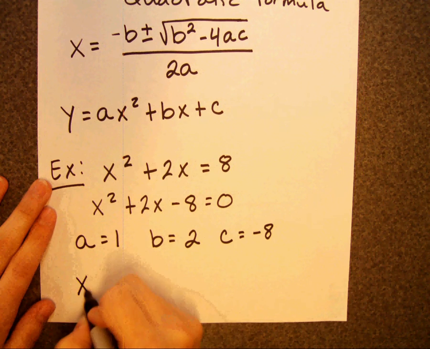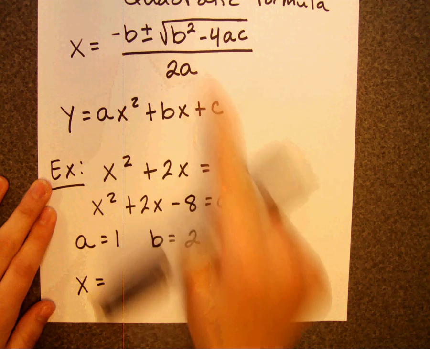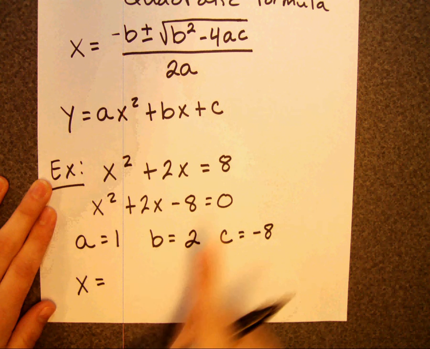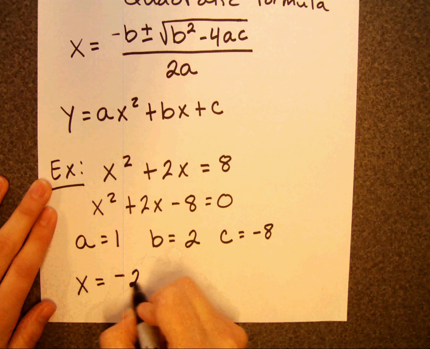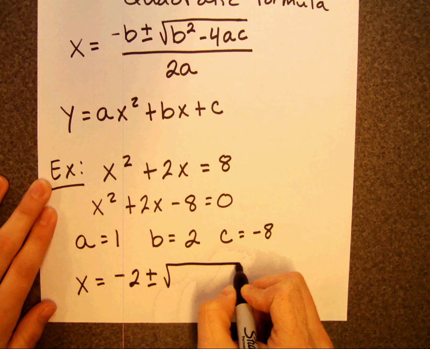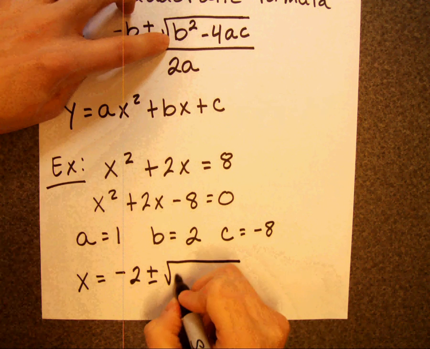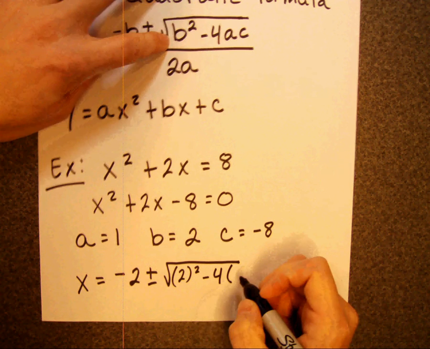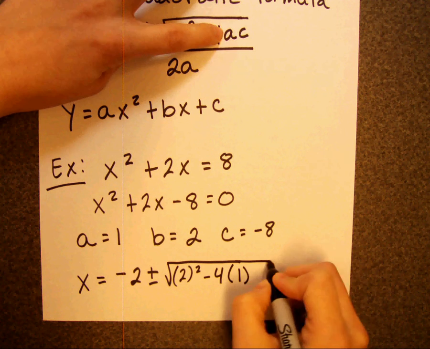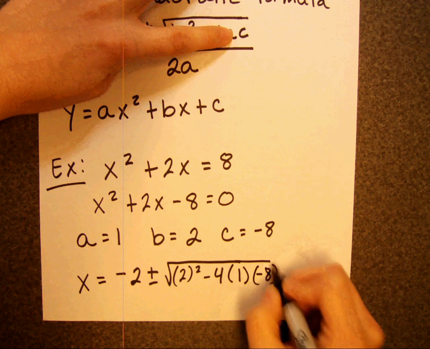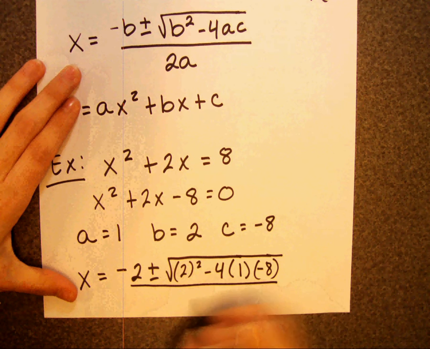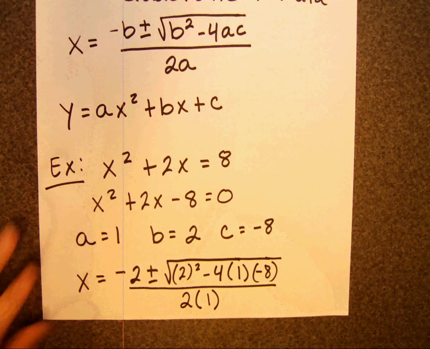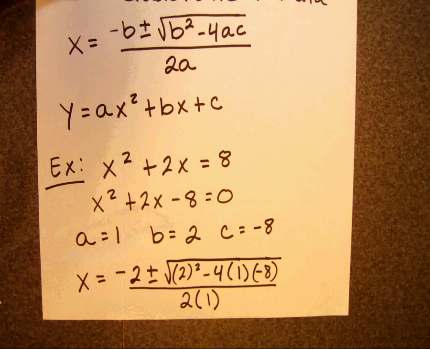Now I'm going to take all these values and just plug them into my quadratic formula. So I'm going to have x equals negative b, so the opposite of whatever b is. If b was negative, then it would be positive here, right? My b is positive though, so I'm going to have negative 2 plus or minus the square root of the b value squared, so I have 2 squared, minus 4 times a, which is 1, and then times c, which is negative 8, all divided by 2 times a, which is 1. So I just plugged in my numbers to our formula.